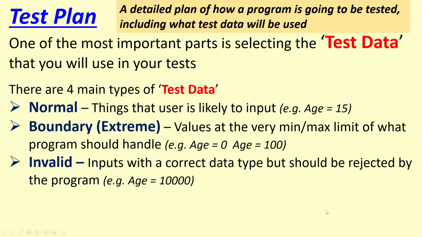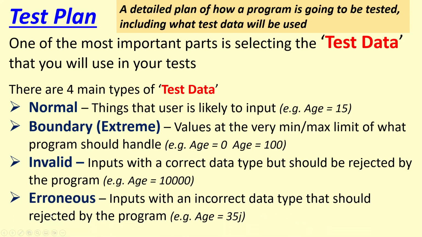or 10,000 for age. And erroneous, think of erroneous as errors or error data, any inputs with the incorrect data type that should be rejected by the program, such as 35J, or maybe the word 35 typed in as letters instead of numbers. Erroneous.